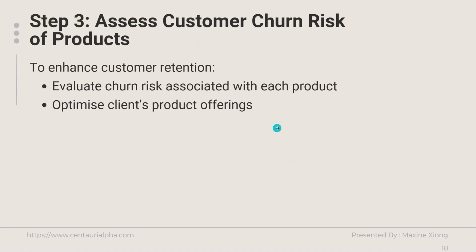We all know that products play a key role in influencing customer retention. By evaluating the churn risk associated with each product, we can identify the specific items with different levels of potential to lead to customer churn. These insights enable us to develop targeted strategies aimed at optimizing clients' product offerings to better align with customers' preferences and expectations, thereby enhancing customer retention.